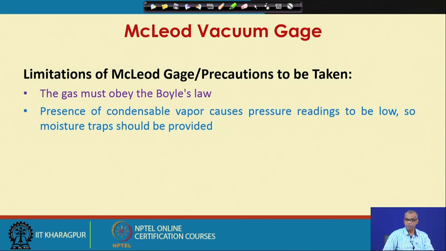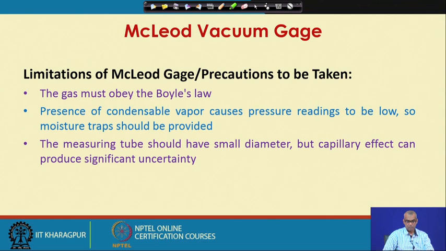Presence of condensable vapor causes pressure readings to be low. So, moisture traps should be provided. The measuring tube should have small diameter, but capillary effect can produce significant uncertainty if the diameter of the tube is very small. So, the tube diameter should be small, but it should not be so small that there will be capillary effect to a significant extent.